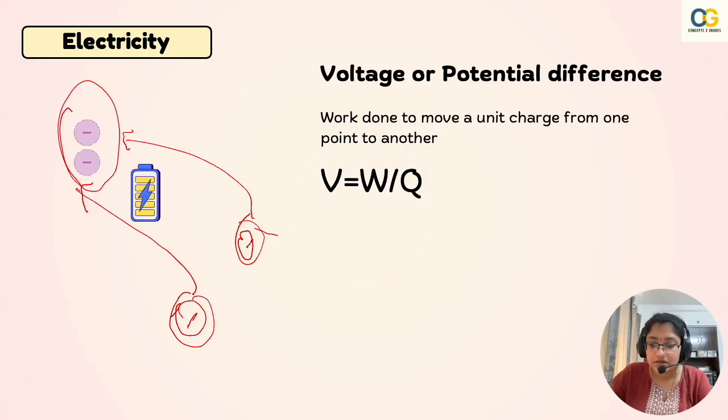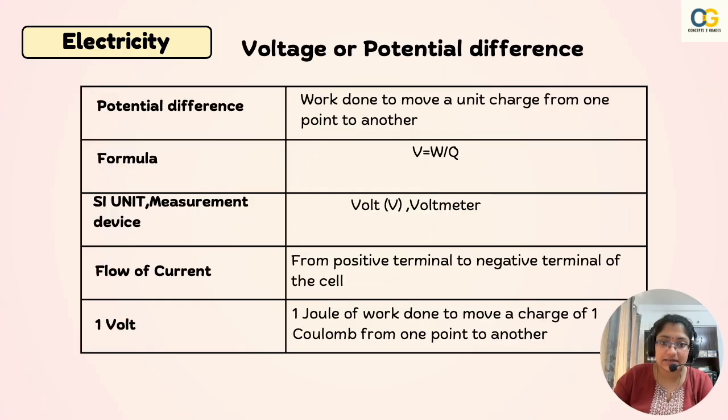So coming to the SI unit and measurement device of this: the SI unit of potential difference is volt, which is given by V, and the measurement device is a voltmeter. Now the flow of current is taken from the positive terminal of the cell to the negative terminal of the cell. Cell is where I have collected all my charges and kept. It's like a battery. Battery is multiple cells placed together. So if I put this collection of cells in a circuit, the electrons will start flowing. This direction of flow is taken from positive terminal to the negative terminal.